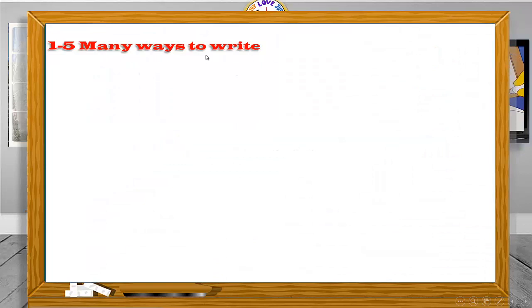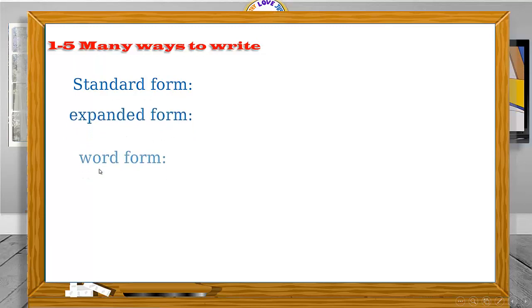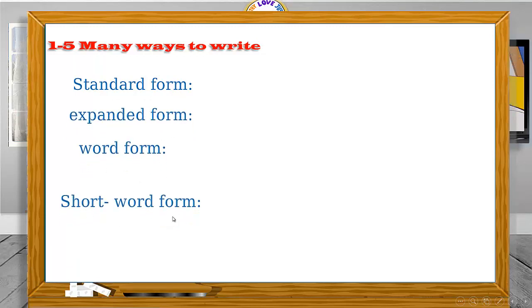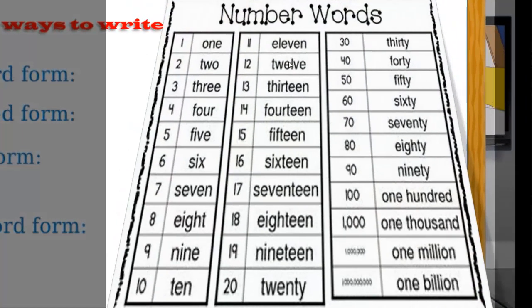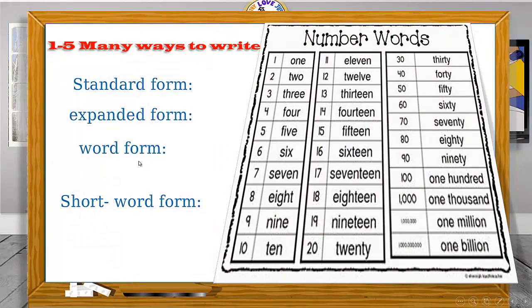Many ways to write: how we can write any number in many ways or in different forms. You can write a number in standard form, expanded form, word form, or short word form. But you can't write the number in word form and short word form if you can't write numbers in words. If you don't know how to write 12, million, thousands, milliard, and so on, you can't write the word form.